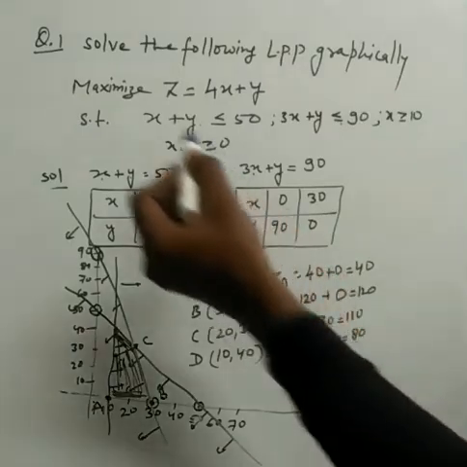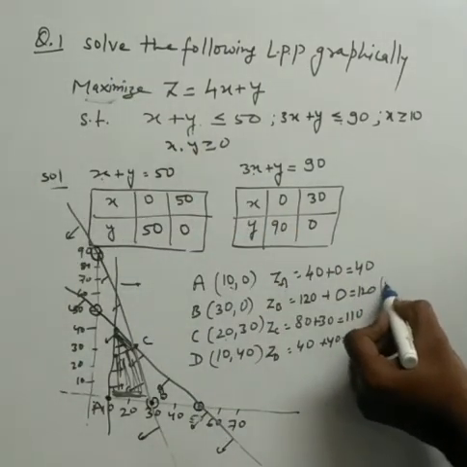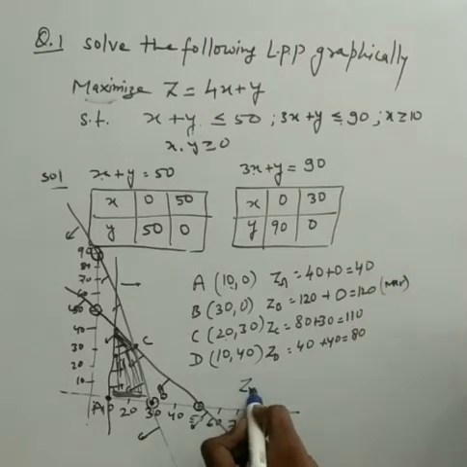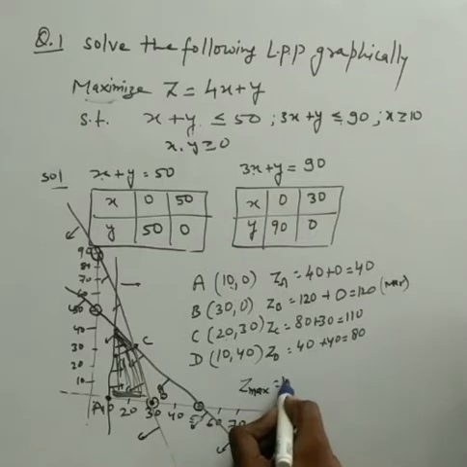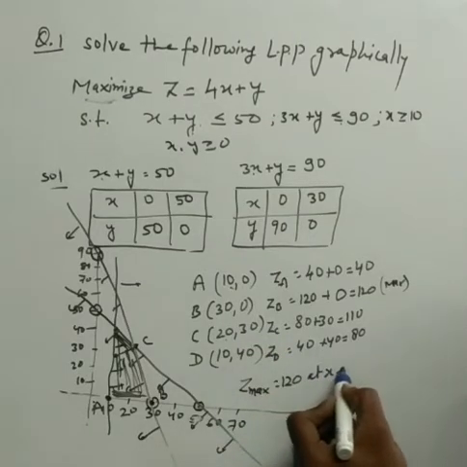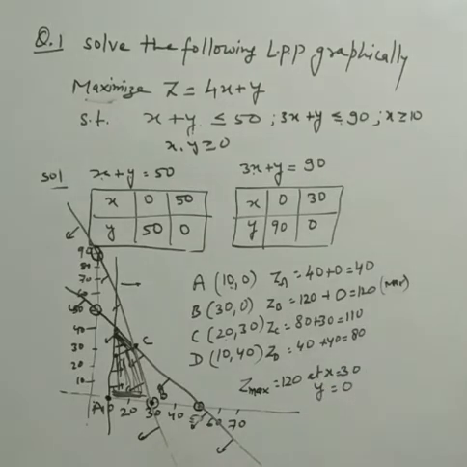Here it is a problem of maximization. This is the maximum value. So we can say Z maximum equal to 120 at x equal to 30 and y equal to 0.